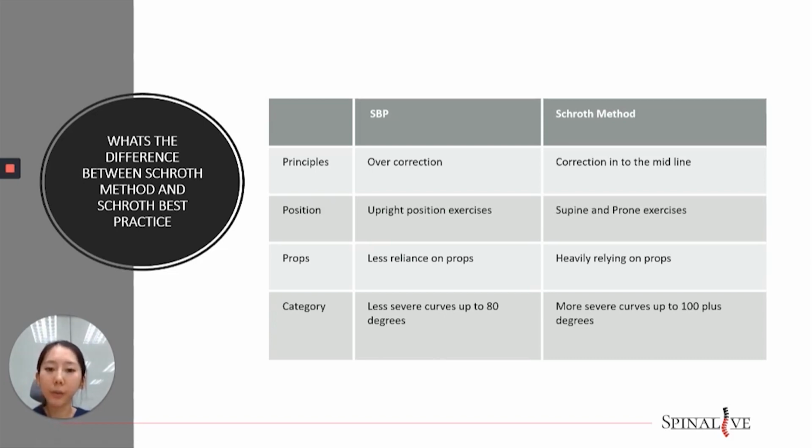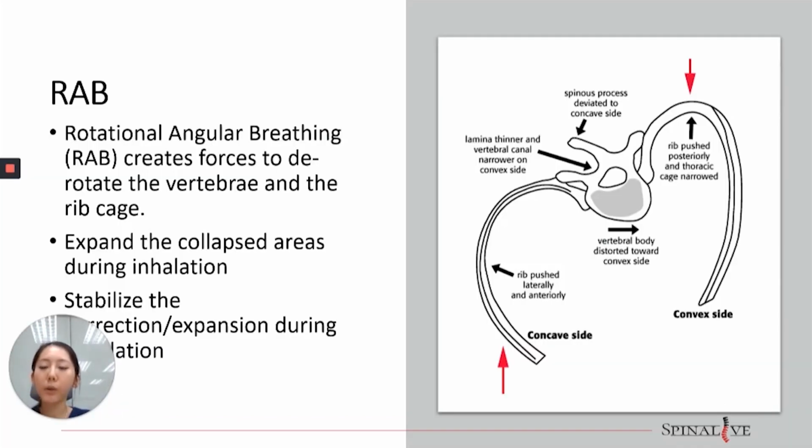So for categories, Schroth best practice treats curves up to 80 degrees, while the Schroth method would go all the way up to 100-plus degrees. So both are the same. It's just that there are some differences in terms of the movement, but their goals are still pretty much the same. Okay, so one of the important components of Schroth exercises would be the rotational angular breathing, RAB.